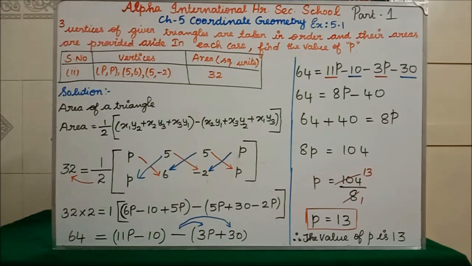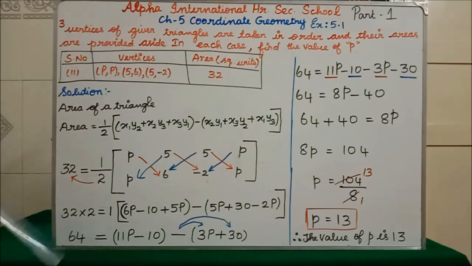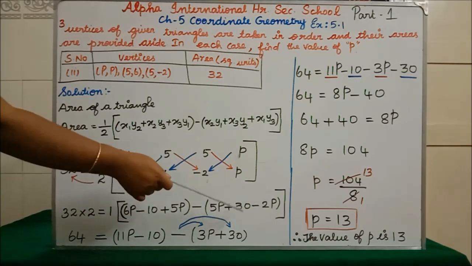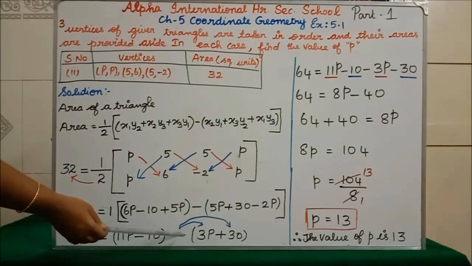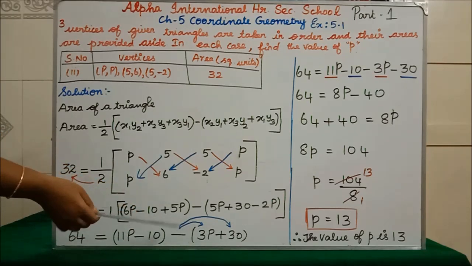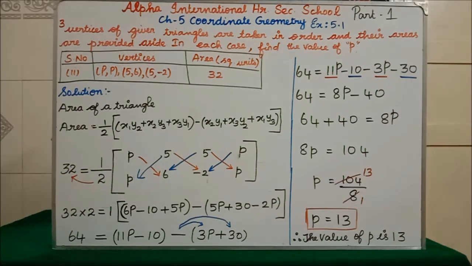Both are like terms. 6p plus 5p is what? 6 plus 5 is 11. So we are going to write 11p minus 10. Close the bracket. Minus here 5p minus 2p we are having. 5p minus 2p is 3p. 3p plus 30. Next, in the next step, we are going to take this minus inside, which means, here both are having plus, so it will become negative. Minus 3p minus 30 will become. That only I have written there. Now see 64 is equal to 11p minus 10 minus 3p minus 30.